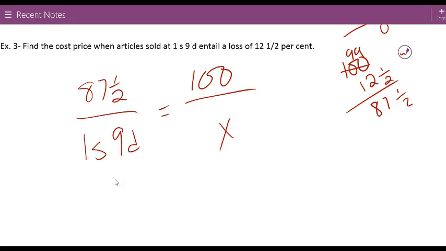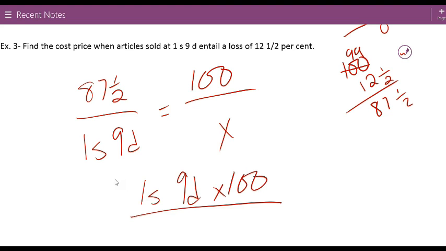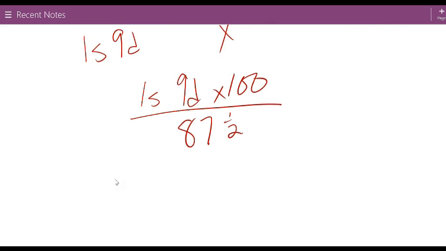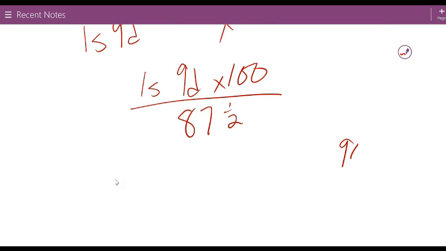So now we have 1 shilling 9 pence times 100 divided by 87.5. So we've got 900 pence and 100 shillings. Again, I'm just going to leave it in shillings and pence for now, and if we need to convert it into pounds later, we can do that. But since our total value was 1 shilling 9 pence, I doubt we're going to get to pounds.